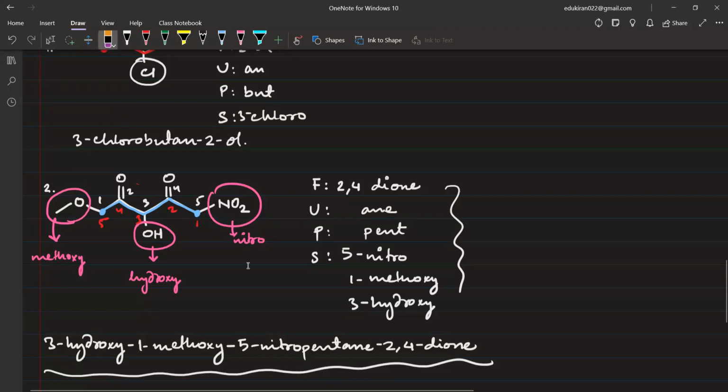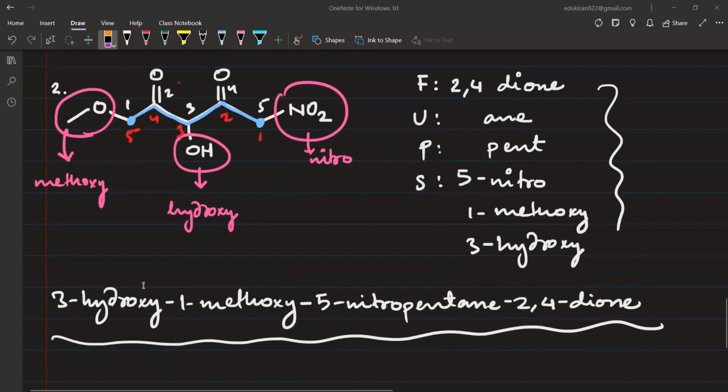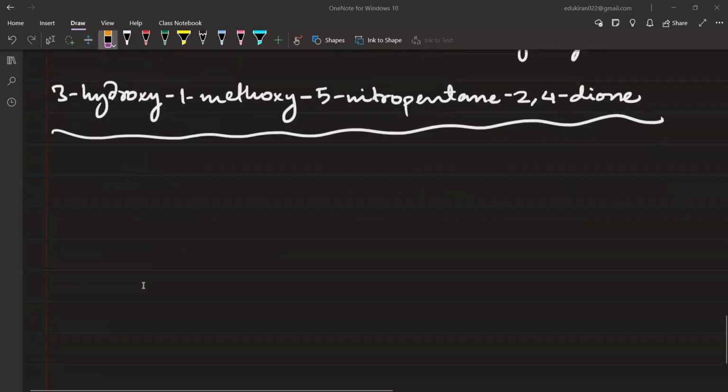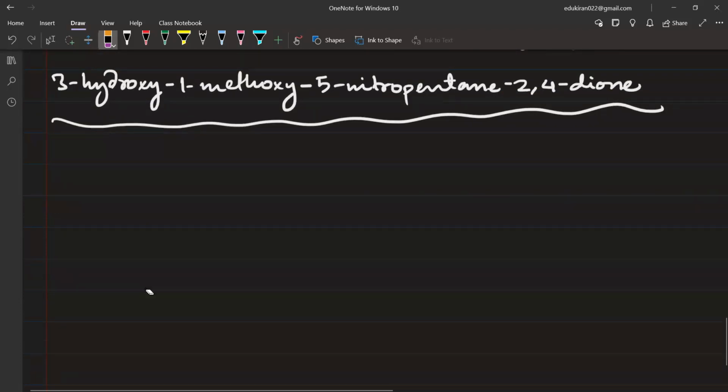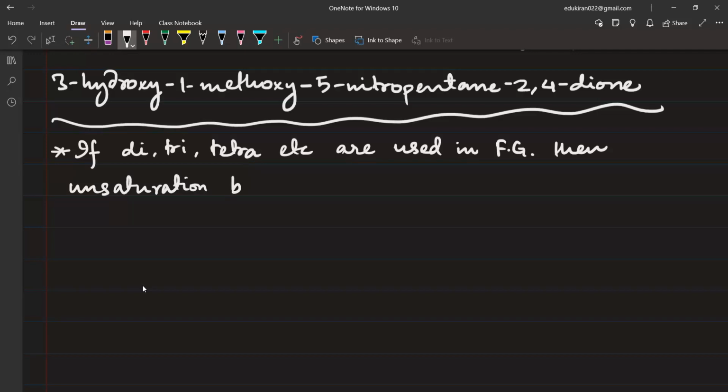Now, there's a point that I want you guys to write. From this only we understood that whenever we have di, tri, tetra, then the unsaturation becomes A and E. So right here, if di, tri, tetra, etc. are used in functional group, then unsaturation becomes ene, ene, or ine.